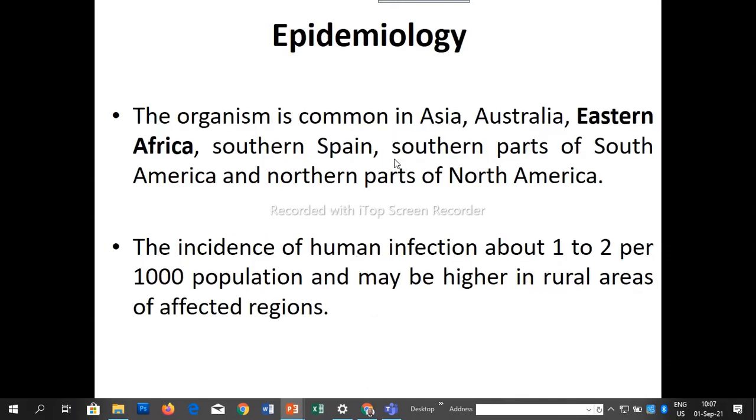Echinococcus granulosus. The organism is common in Asia, in Australia, in East Africa, southern part of South America, and part of North America. Incidence of human infection is about 1,000 infections in your area from the region.